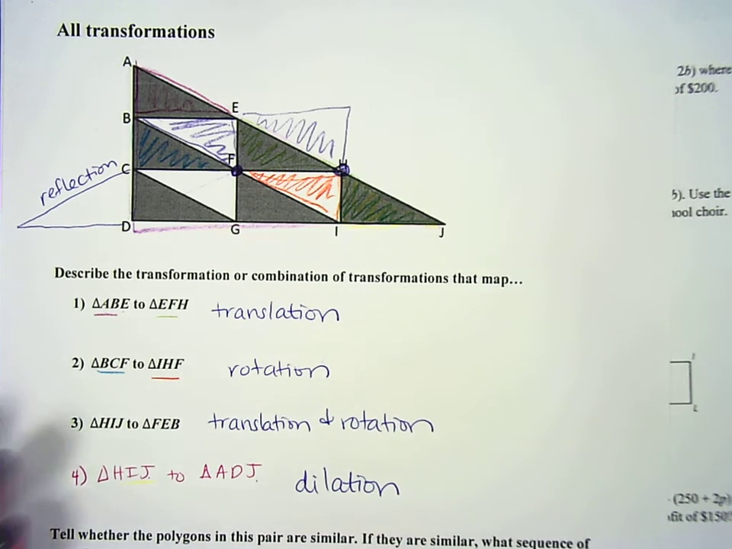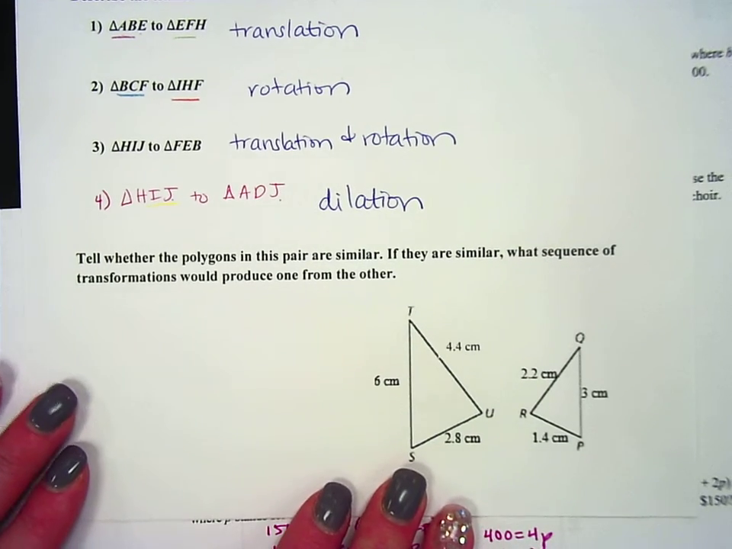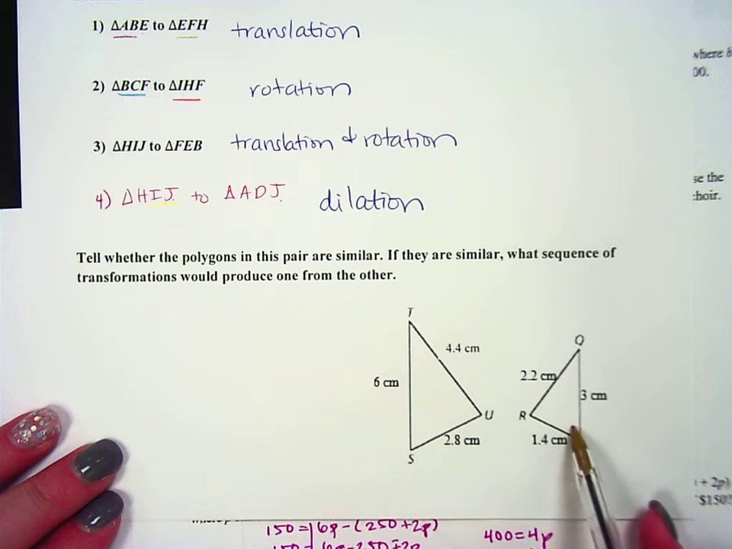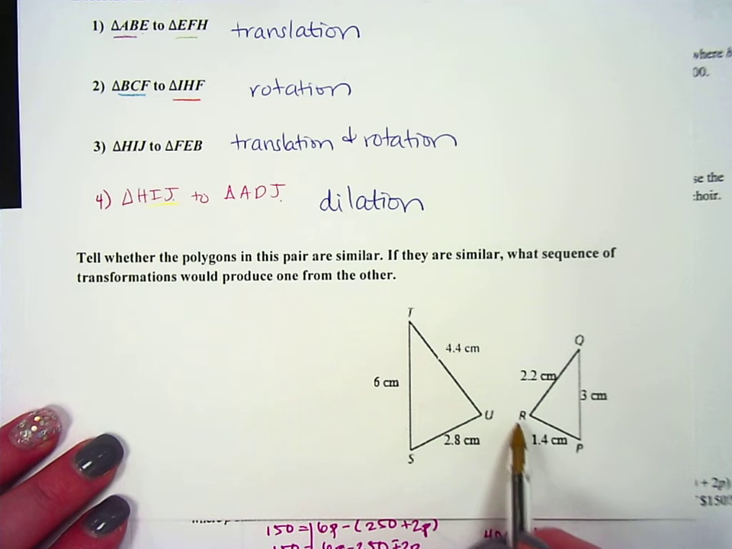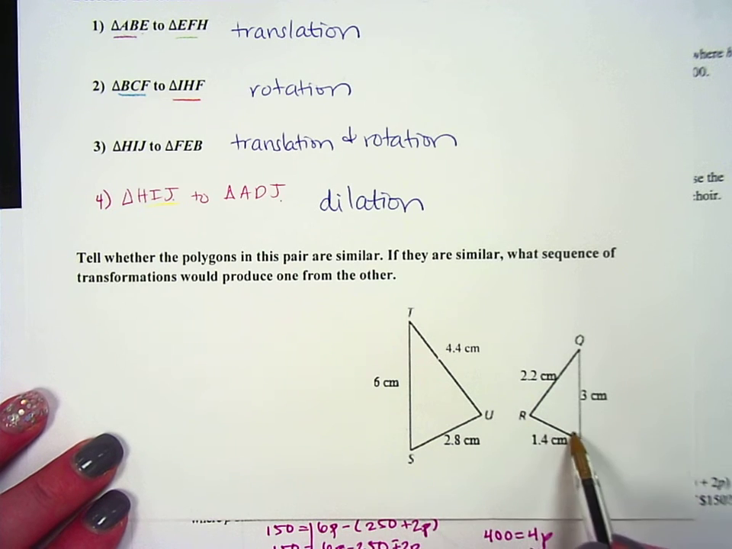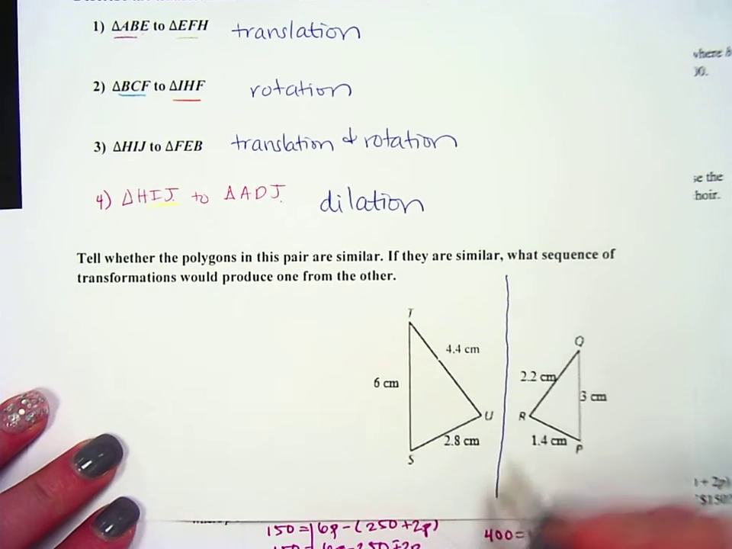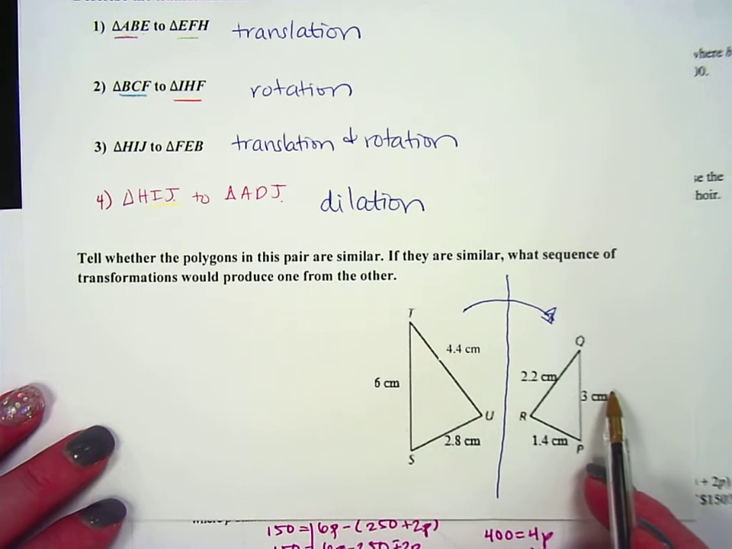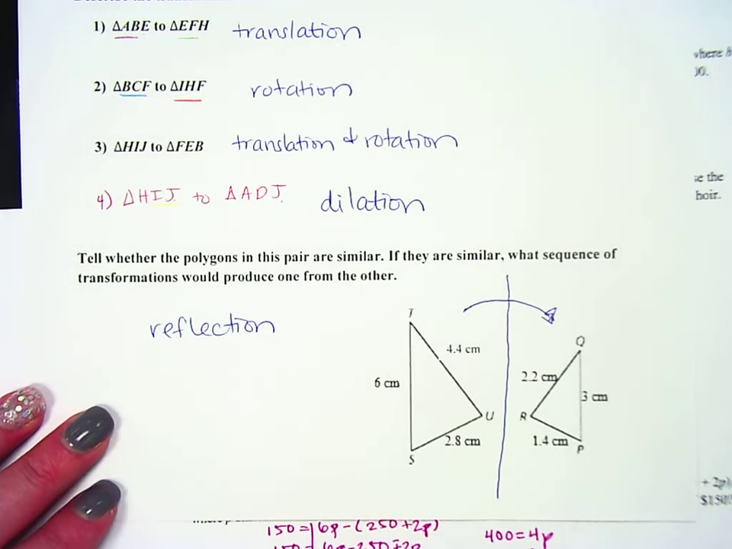All right, let's go ahead and look at that last example then. It says determine whether the polygons are similar. If they are, what's the sequence of transformations? Again, we're asking ourselves, did it stay the same? Is my long side still my long side on the right side of my picture? Or is my short side still on the bottom? Well, my short side is still on the bottom, but this longest side has now got flipped over to the other side. So if I drew a line here in the middle, my shape got flipped from this side to this side. So we would call that a reflection.